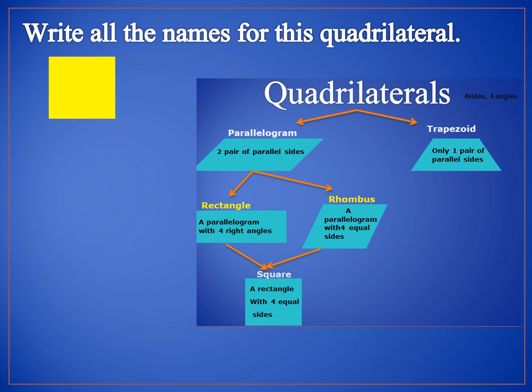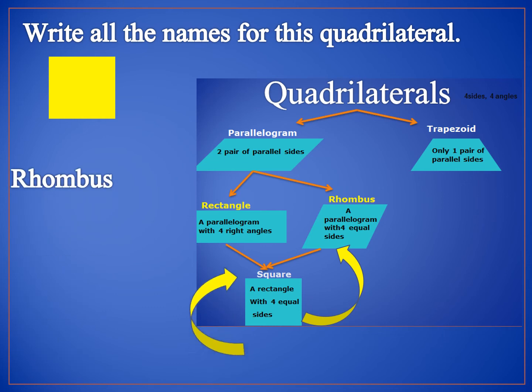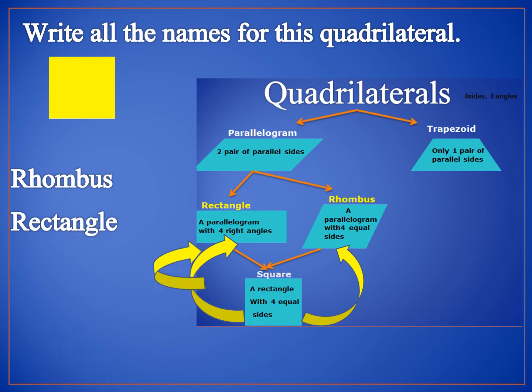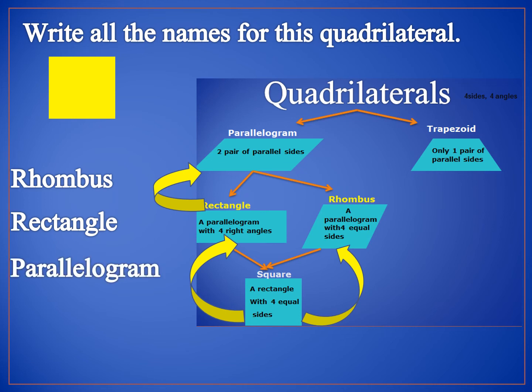So of course this one is going to be named as a square, and it's going to be named as what? Yes, as rhombus. It's going to be named also as a rectangle because the square is a special rectangle, and it's going to be named as what also? As a parallelogram because it has the same properties of the parallelogram, and it's going to be named also as a quadrilateral because it has 4 sides.